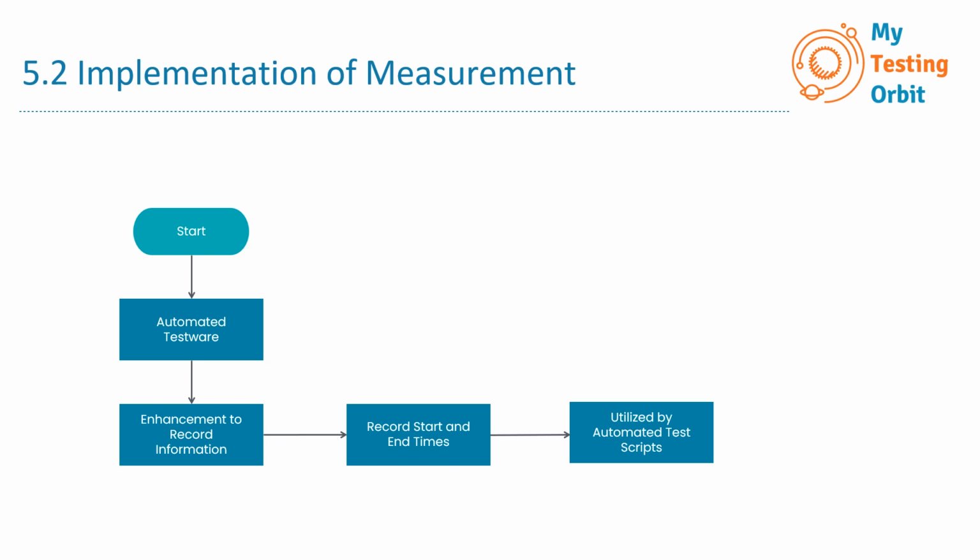This way you get a clear record of when each test started and ended. It's helpful for debugging, monitoring performance, and even for analyzing trends in your testing process. In a nutshell, implementing measurement in test automation is about making your test tool smarter and more informative so you can better understand and improve your testing process.